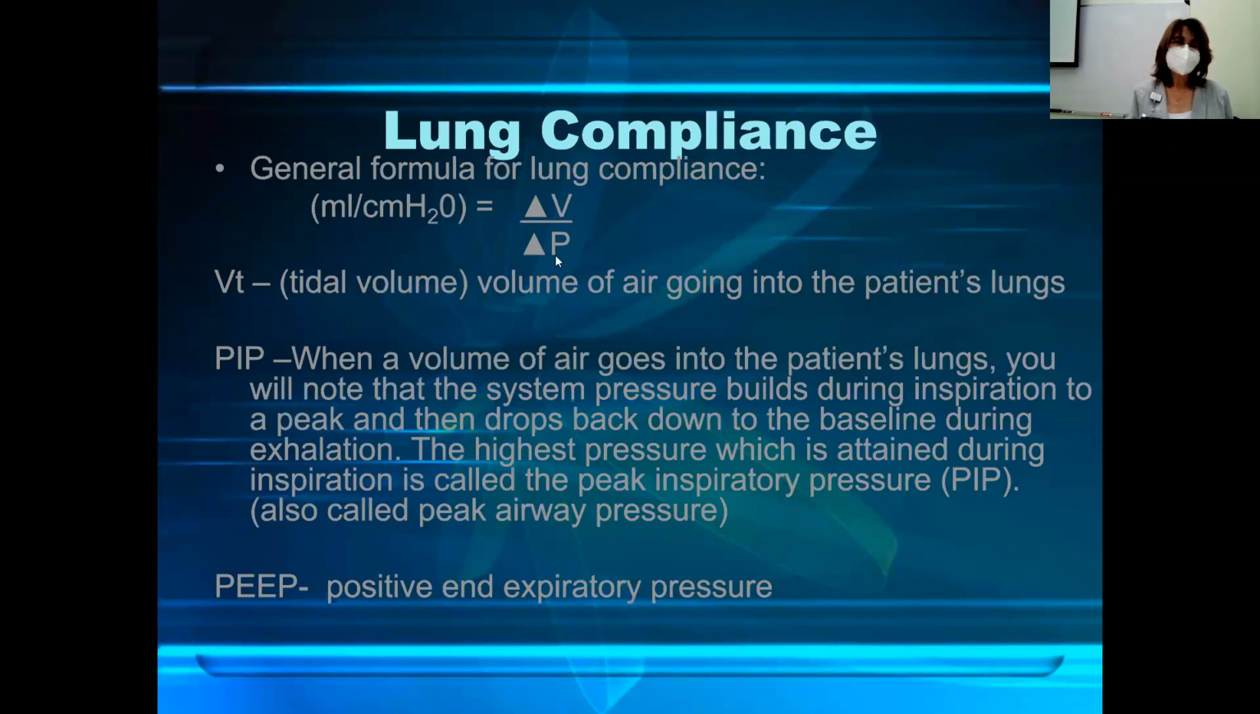So when you're plugging into this compliance formula, the delta P would be the peak inspiratory pressure minus the PEEP. So you're looking for the change in pressure. Peak pressure minus PEEP is your delta P.